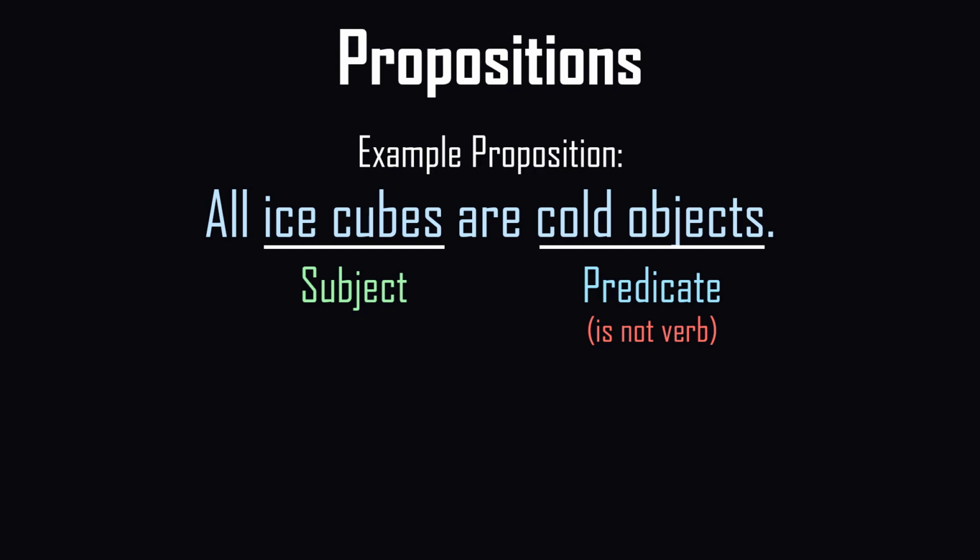Now, the subject and the predicate are connected by the copula, which is just a fancy name for a verb of being, which is usually is or are. As in our example, the copula is are. Now we are on to the quantifier, which symbolizes how much of the subject we are talking about. In our example, we are talking about all the ice cubes.